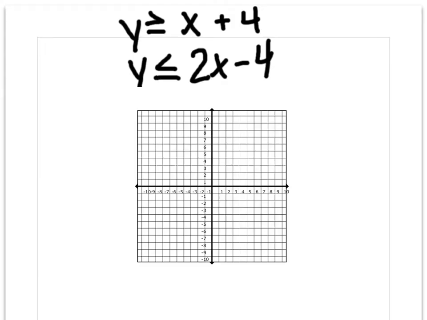Alright, so we have y is greater than or equal to x plus 4 for our first line. We put the 4. We go up 1 over 1. We could also go down 1 over 1 to the left.